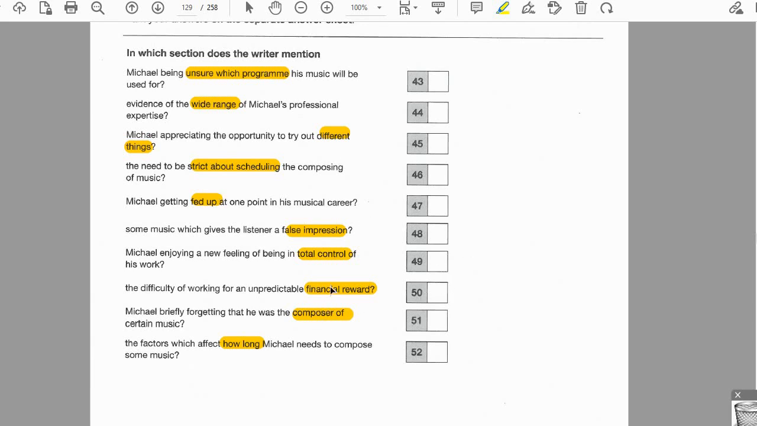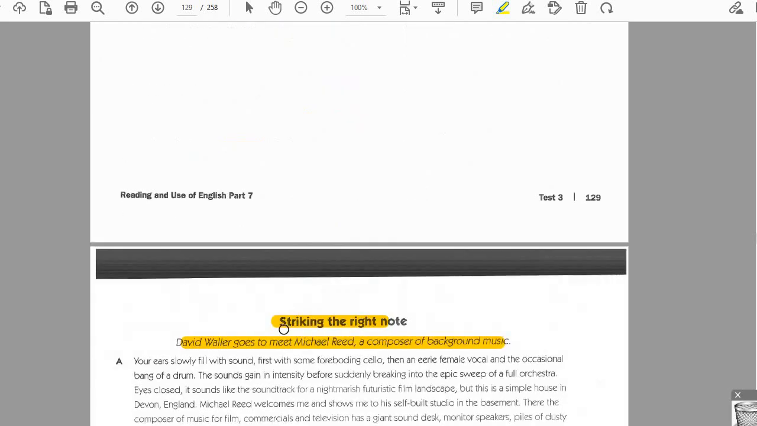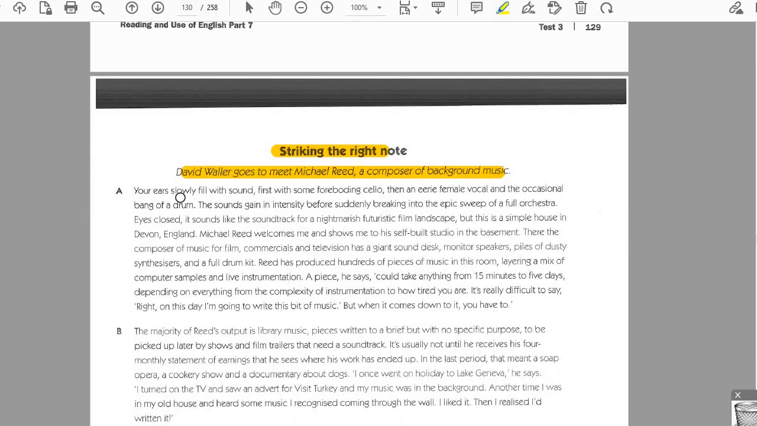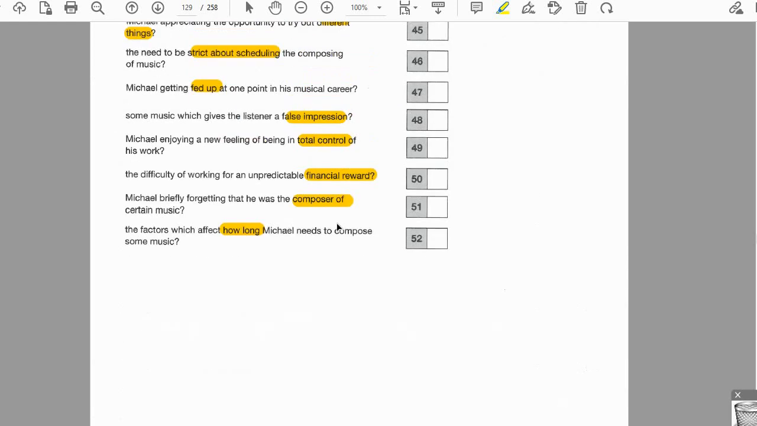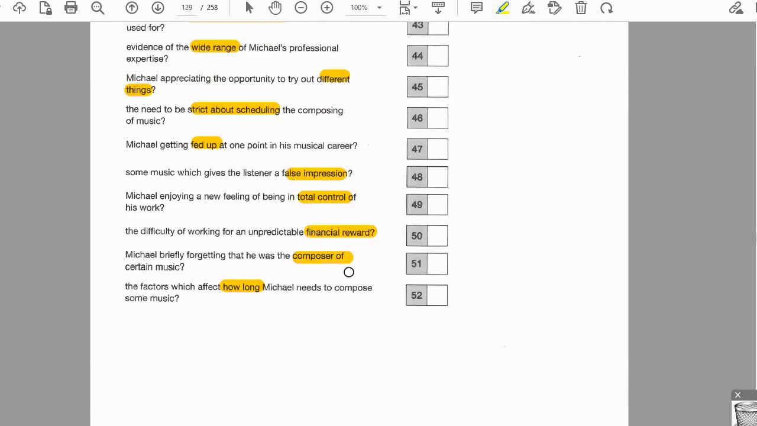After you've done this, the theory is that you'll start reading, and if you have semi-memorized these sentences, you look at the keyword and you more or less remember. So for example, the one of financial reward. The difficulty of working with unpredictable financial rewards.